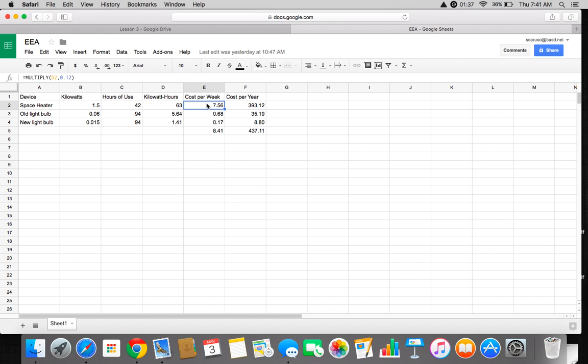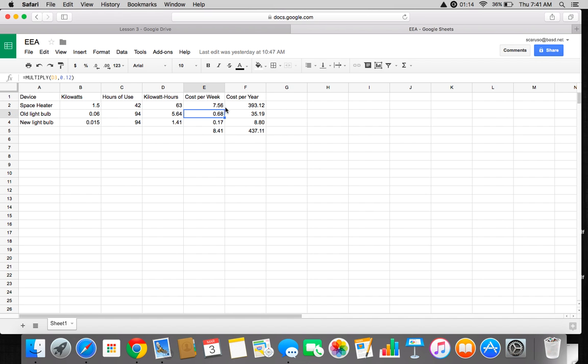The cost per week, same thing. We're going to insert a function, but this time we're going to go equals multiply. We're going to tell it to take the kilowatt hours, D2, and multiply that by 0.12, which is the cost of electricity. And finally, the same thing, copy it, paste it into the next two columns.